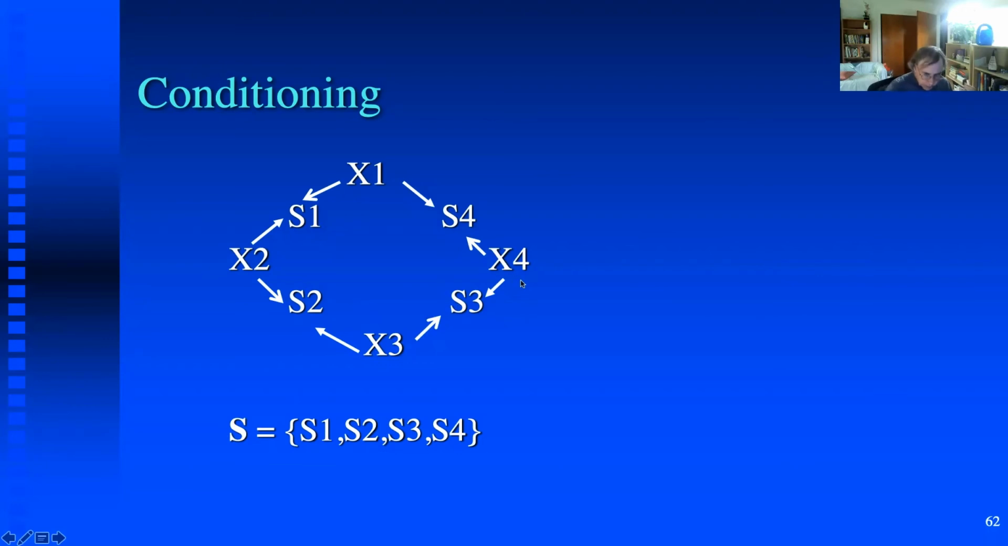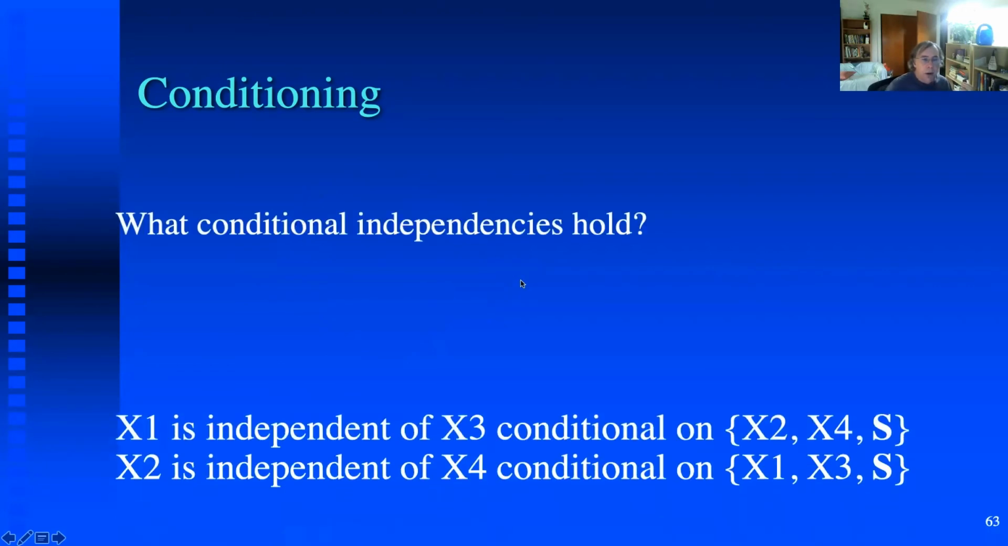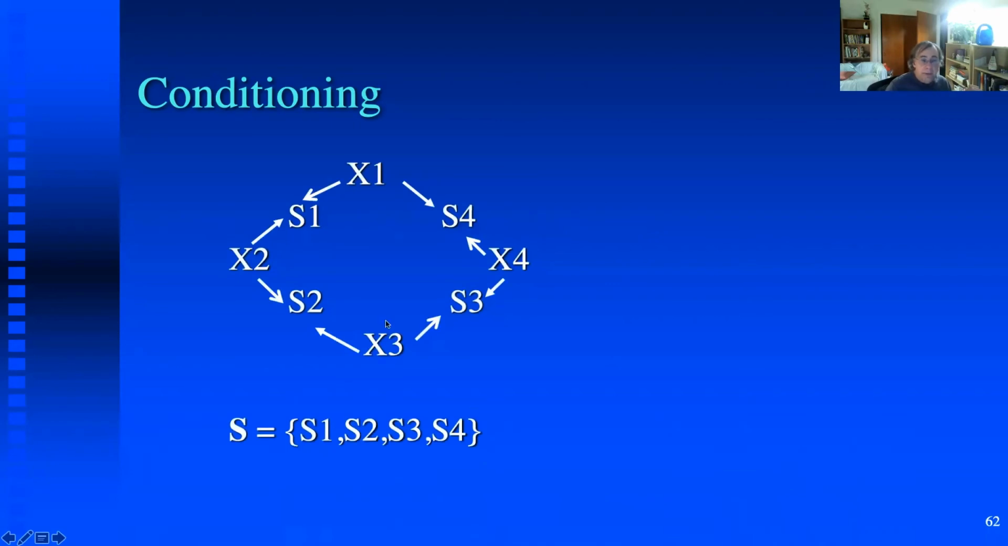What would I see when I do my conditioning? Well, what I would see is that x1 is independent of x3 conditional on x2 and x4 given S, right? So from x1 to x3, I have to go through x2 and x4 as non-colliders. They block both paths, and it doesn't matter whether I condition on S1 through S4 or not. So I have that x1 is independent of x3 given x2 and x4, and analogously I have that x2 and x4 are independent of x1 and x3 when I condition on S1 through S4.